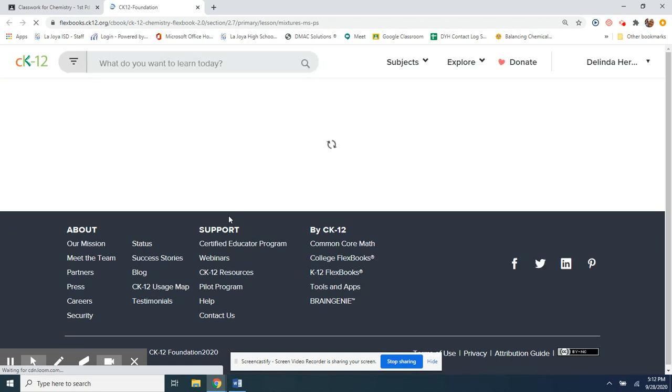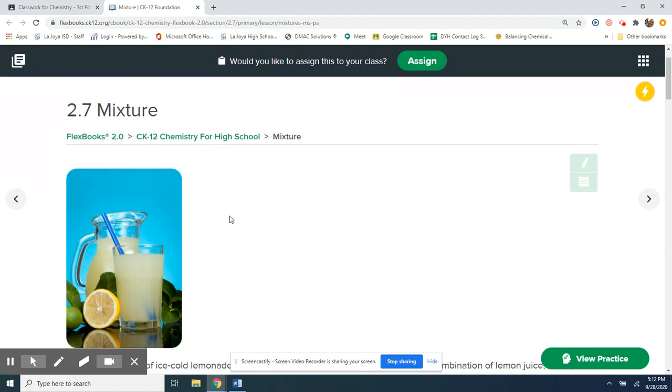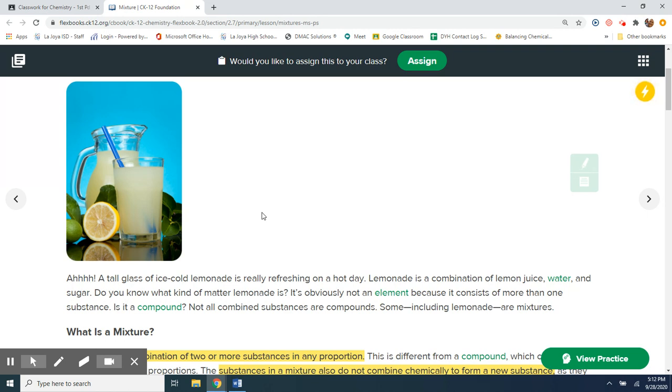So, we started talking last week about matter and how everything that has volume and takes up space is matter. And then we talked about pure substances being a classification or a subcategory of matter. And then we subclassed pure substances into compounds and elements. Well, today we are going to be discussing the other category of matter, which is mixtures, 2.7.